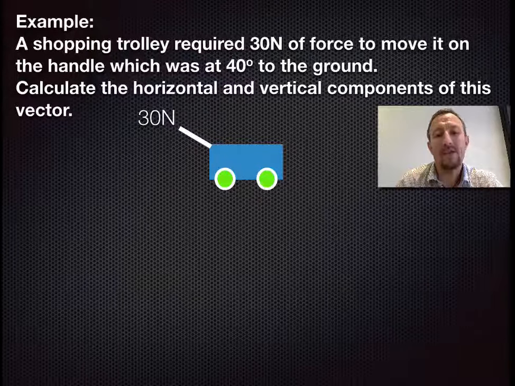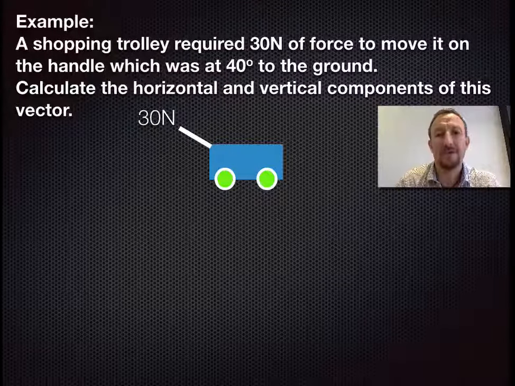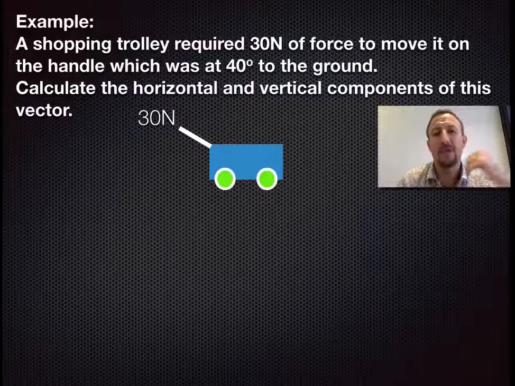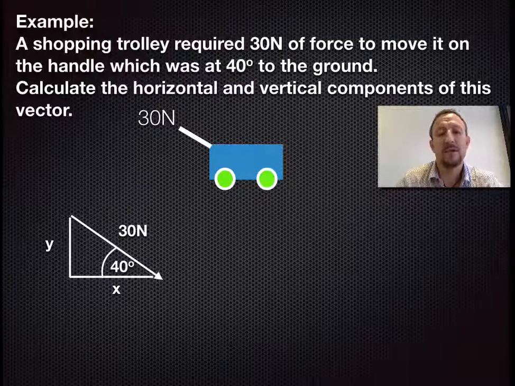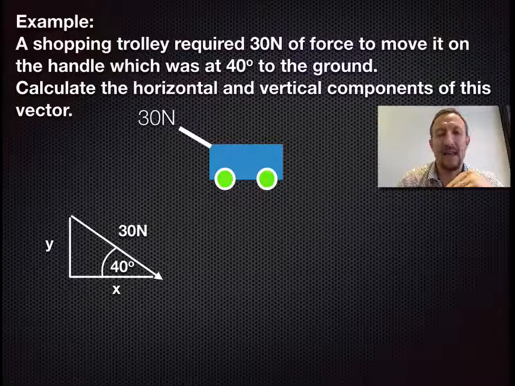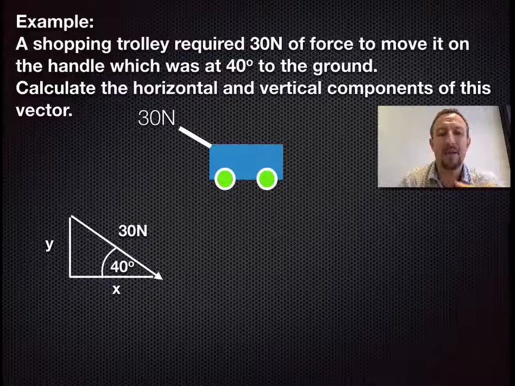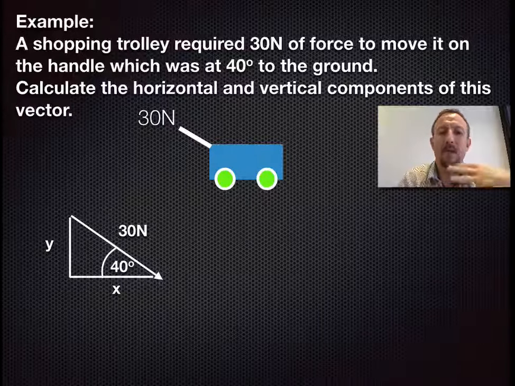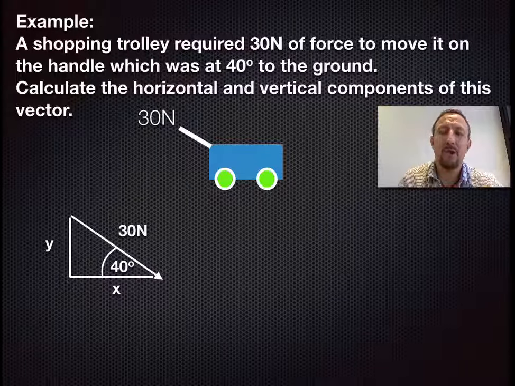Okay, welcome back. Let's see how we did. The first thing I would do in this situation is draw a vector triangle. I know I've got 30 newtons acting down and it's at 40 degrees to the horizontal. So you can see here I've got my 30 newtons of force acting down at 40 degrees to the horizontal. That will be made up of an x component and a y component.